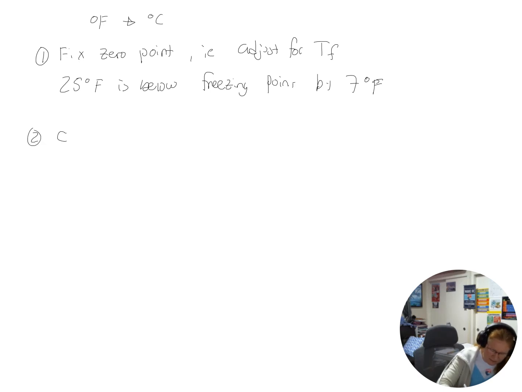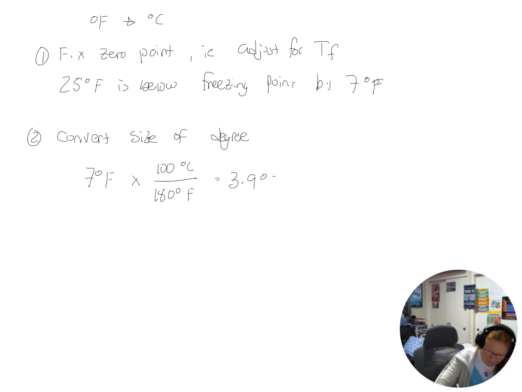All right, and then we're going to convert the size of the degree. Okay, 7 degrees Fahrenheit times 100 Celsius degrees for every 180 Fahrenheit degrees gives me, okay, and remember we were below the freezing point, so we were 3.9 degrees Celsius below. All right, and so I'm going to get negative 3.9 degrees Celsius. Okay, so that's how we go between Fahrenheit and Celsius when we don't use those formulas.